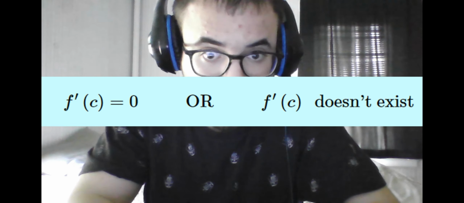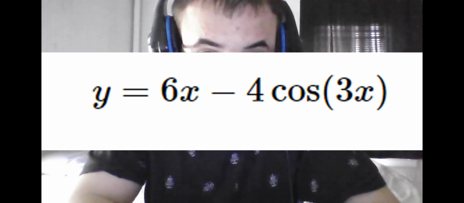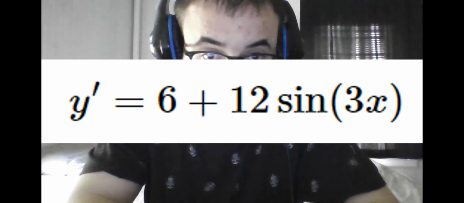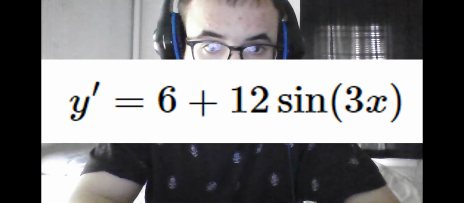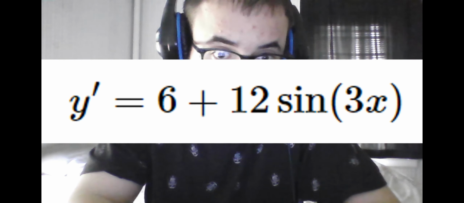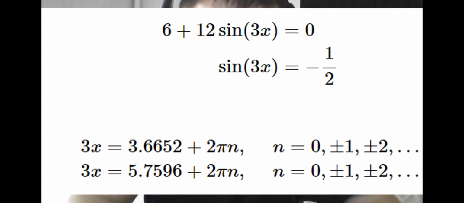For example, if we were asked to determine the critical points of 6x minus 4 times the cosine of 3x, we would compute the derivative as 6 plus 12 times the sine of 3x, set this equal to 0, and solve for x. We see, because it is a trigonometric equation and we are not limited to a specific interval, we have literally an infinite amount of critical points, which agrees with a graph of this function, as we can see visually that there are an infinite amount of points where the rate of change is 0 or flat.